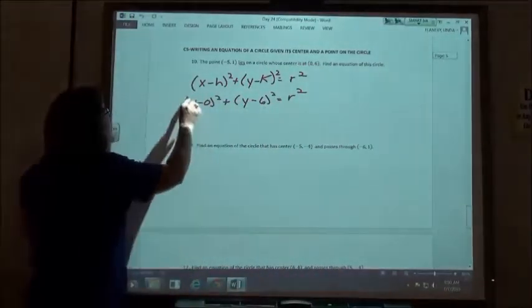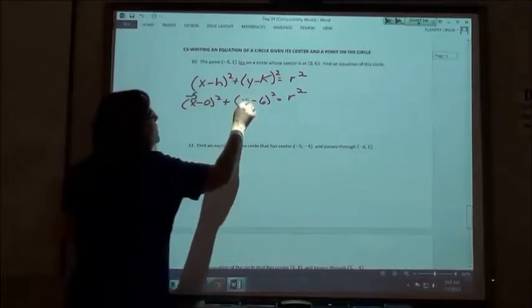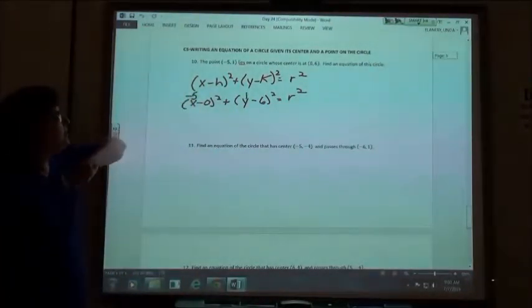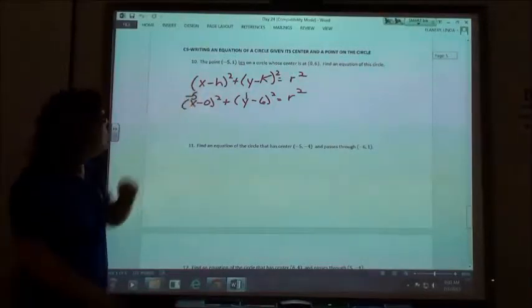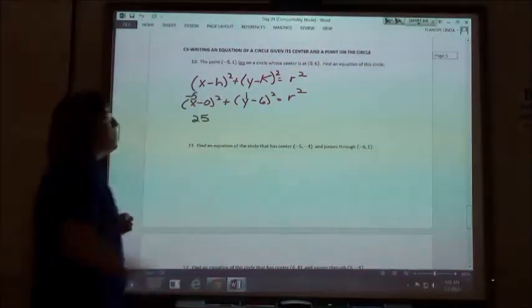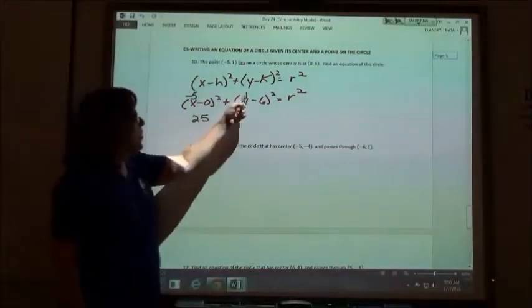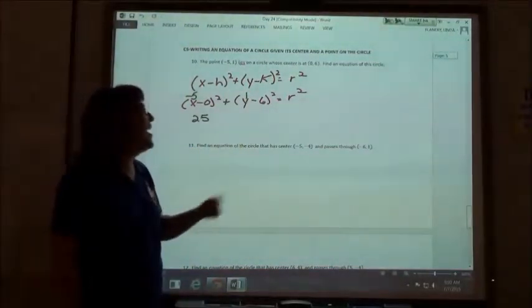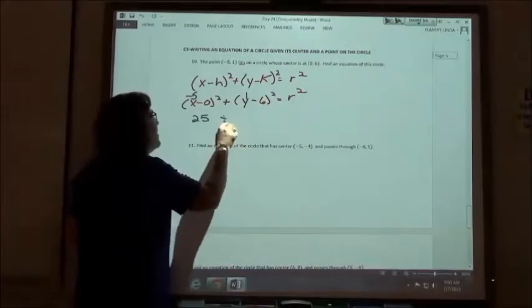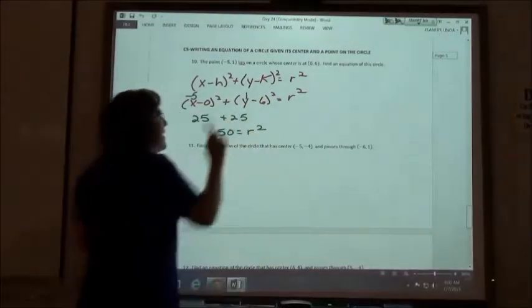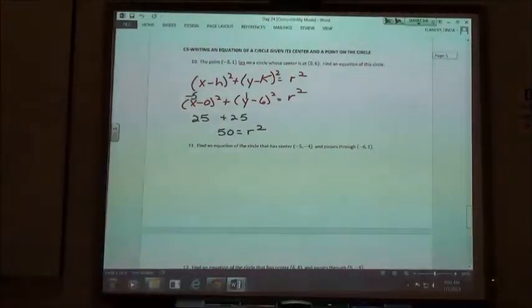And so I'm going to put -5 in for my x, 1 in for my y. -5 minus 0 is still -5. A -5 squared would be positive 25. 1 minus 6 is going to be -5. -5 squared is also 25. So 25 plus 25 would give me 50 for the value of the radius squared.